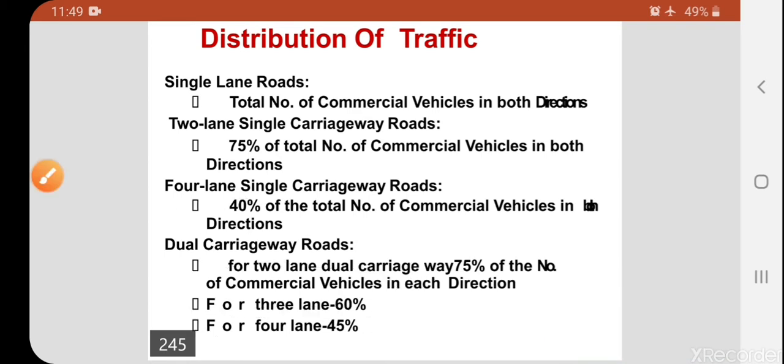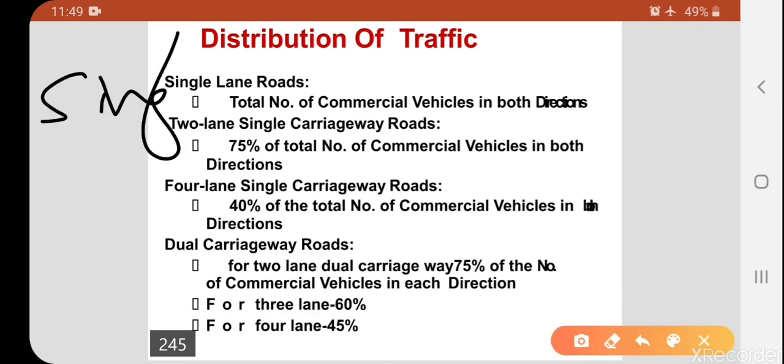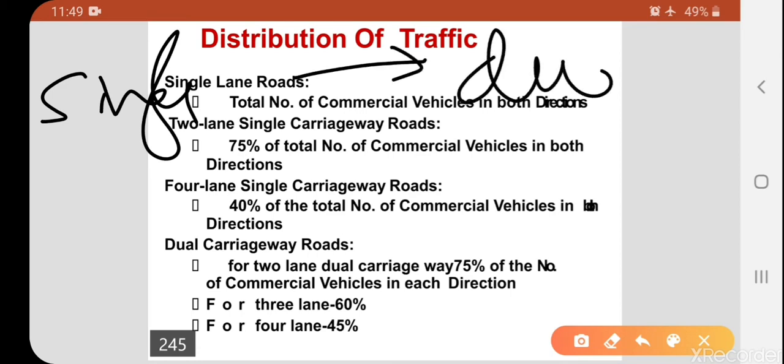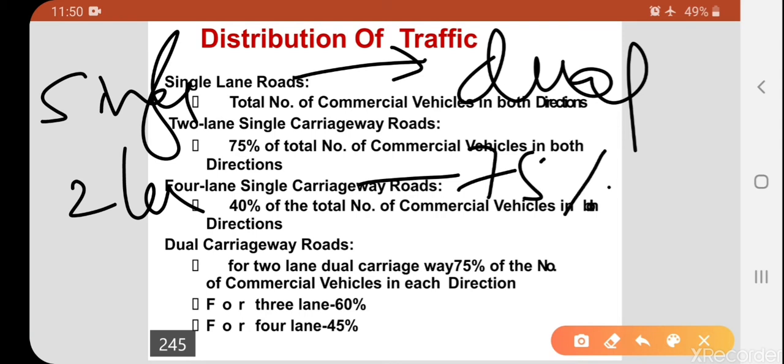Once again I will repeat: if it is a single, consider dual. If it is a 2 lane, 75%. If it is a 4 lane, 40% should be considered.